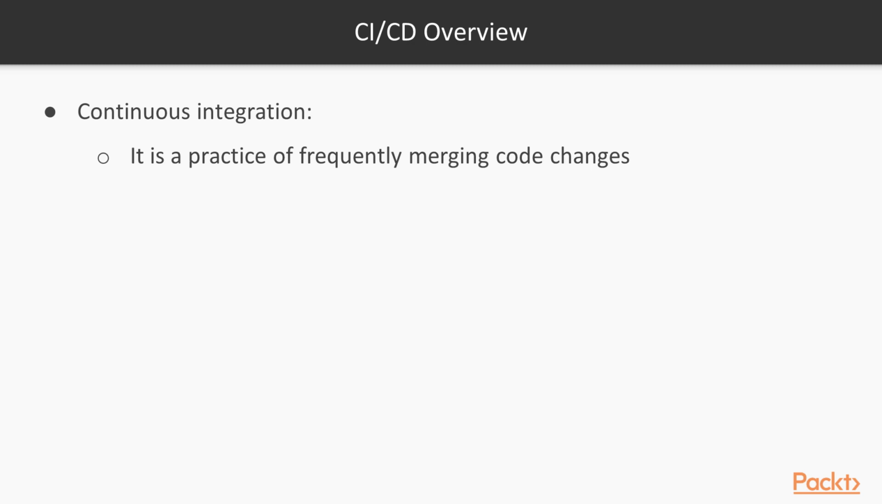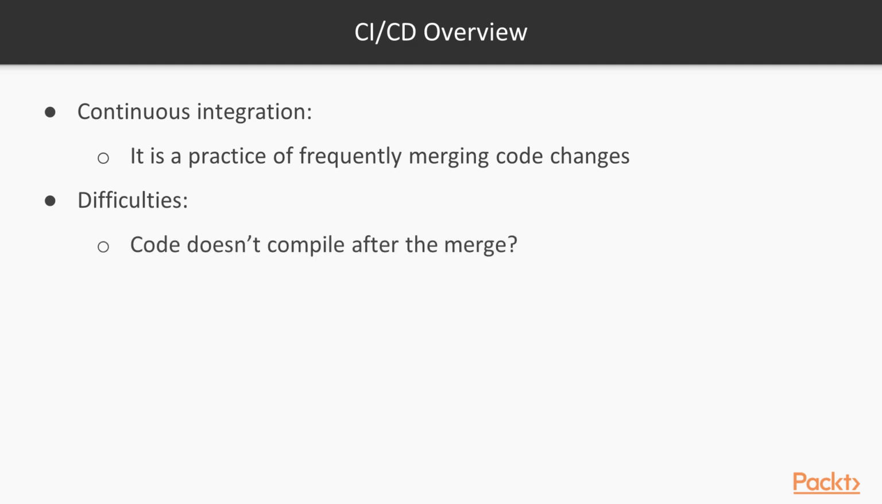However, when the developers are merging their code quite frequently, there are certain difficulties that arise. For example, what if the code doesn't compile after the merge? When two different developers are working on that code, and when they combine and merge their code, the code no longer compiles if some developer broke something. So the idea here is that when we are doing these changes frequently, it can be a lot of work to check on all these things after every merge.